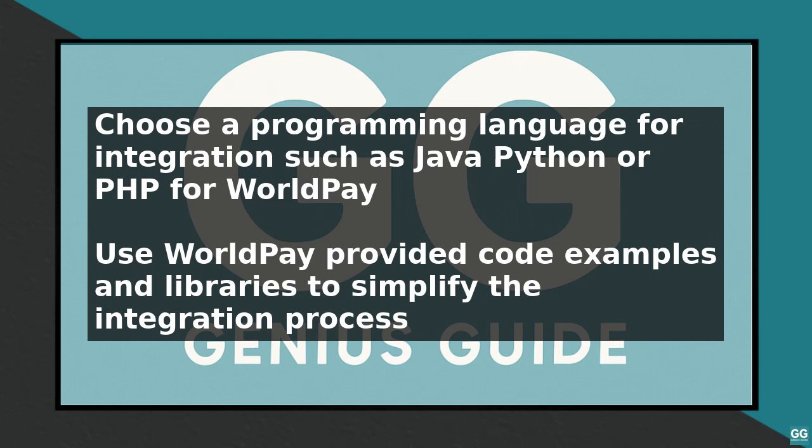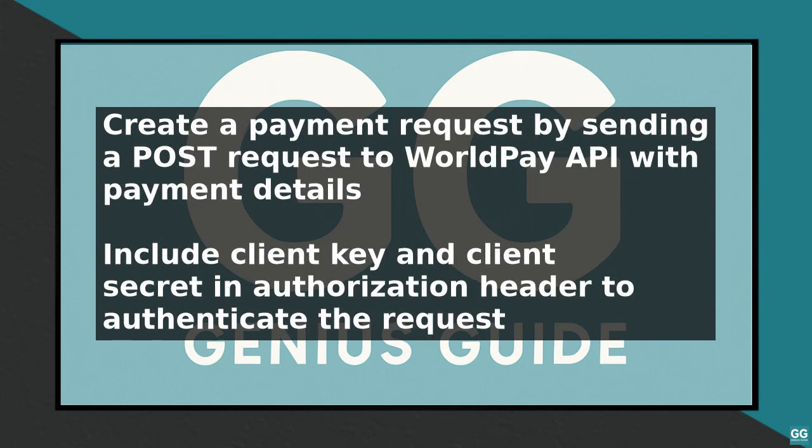When sending the request, make sure to include your client key and client secret in the authorization header. This will authenticate your request and allow you to access the WorldPay API. Once the payment request is sent, WorldPay will respond with a payment link or a token.